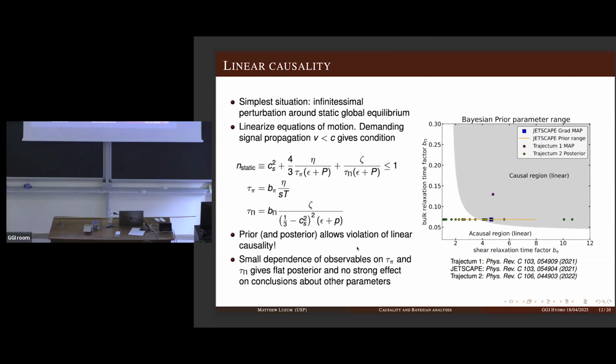That's why I show these green points, which are random. There are 20 random samples of the posterior in this other analysis, because that's what I could get access to. So it's not just the prior. You can see that lots of the posterior is also in this bad regime. That's kind of interesting. But as far as observable effects, if we had taken a better prior, it wouldn't really change anything in practice, because the observables hardly depend at all on these relaxation times. So there would be no effect on the actual conclusions.